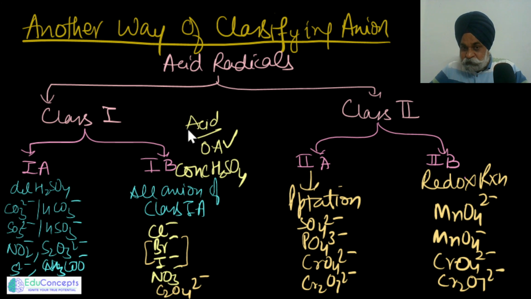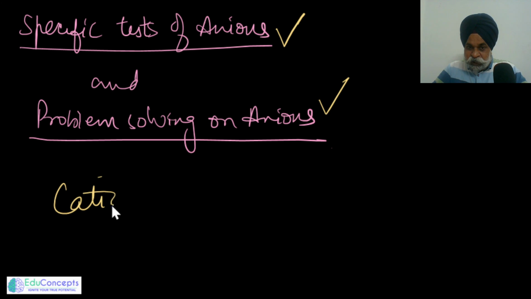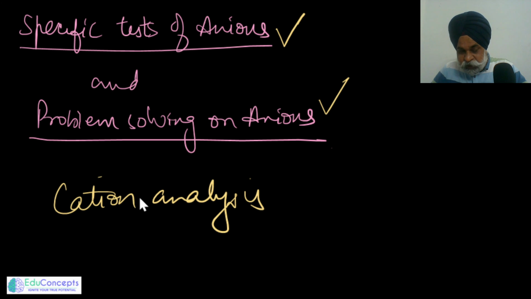Next time we will be doing once again, specifically, what we are left with in the anion reading. We will be doing specific testing of the anions and problem solving on this, and thereafter we will do the cation analysis. Hope you have liked this discussion, where anionic classification is done in a little unconventional way.